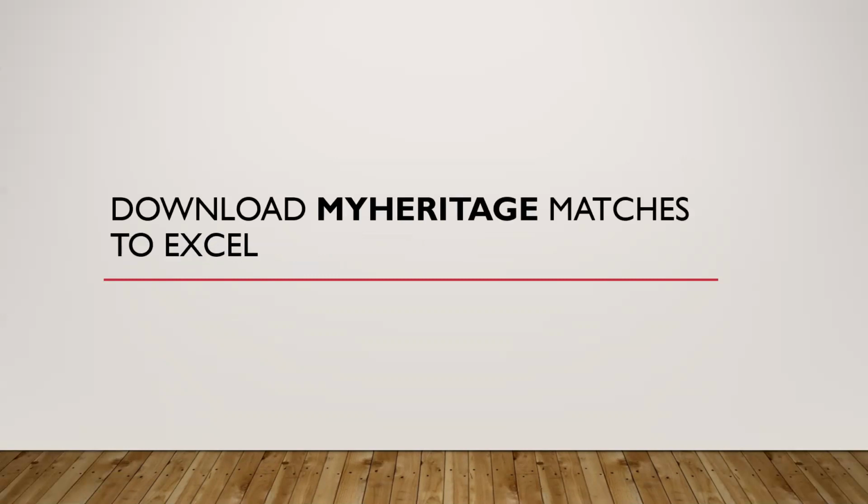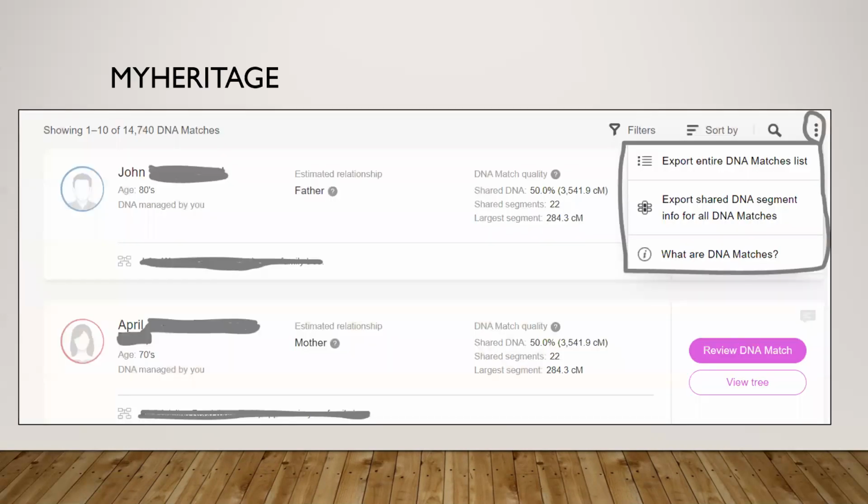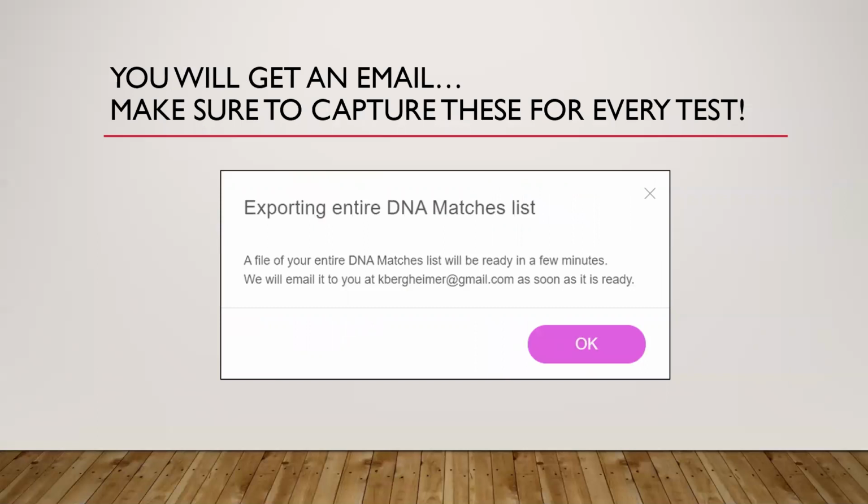You can download MyHeritage matches to Excel, and what you want to do on your match list is in the far right, there are 3 vertical dots. Anytime you see that in any computer program, on any website, you want to click on those dots and see what's hidden there, because there's usually some great stuff. So you can export your entire DNA match list. And so that's where you'll find it on MyHeritage. You'll get an email that your match list is ready when it's ready, and they're going to send it to you through whatever account you have there.